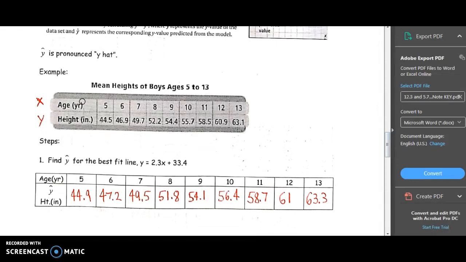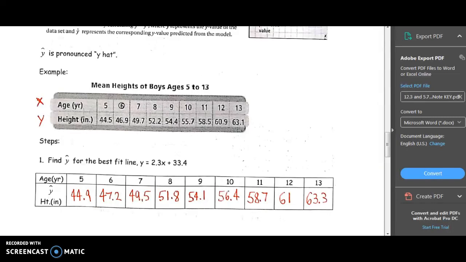Let's try to do that with this table as well. This is giving us some heights for certain ages. If I treat my age as my x's and my height as my y's, we'd be able to make a scatter plot. But let's just say for our trend line, we came up with this equation, 2.3x plus 33.4. The idea of finding y hat is we're just substituting our values to make some predictions. So for example, for a 5-year-old boy, from 5 to 13, I would plug 5 into that function, and that's going to give me a prediction for a y value. Take 5, substitute it into my trend line equation. That would predict that the height of a 5-year-old boy would be 44.9 inches.